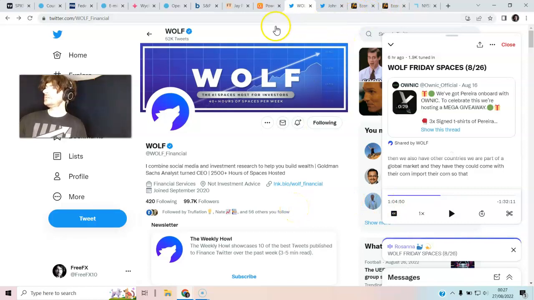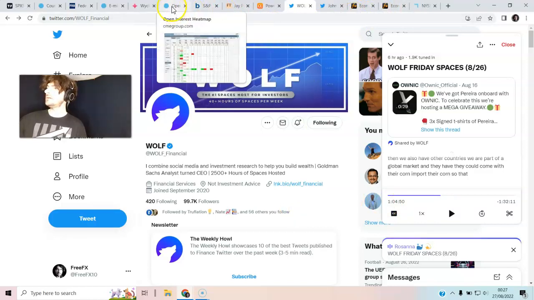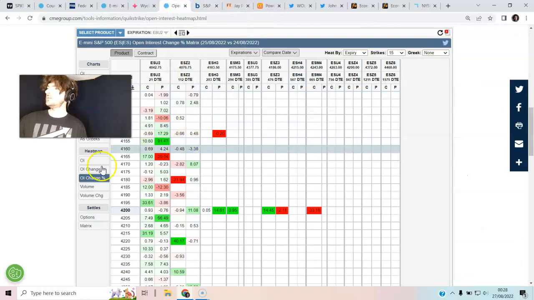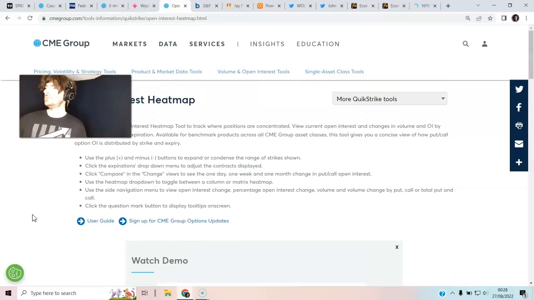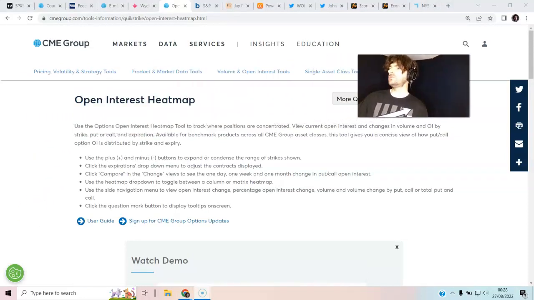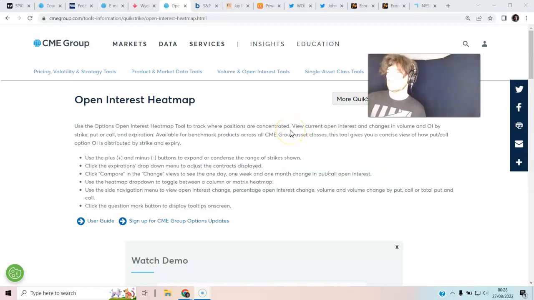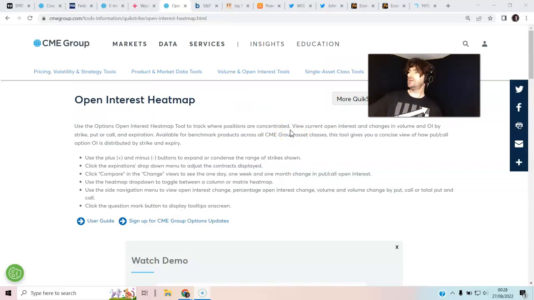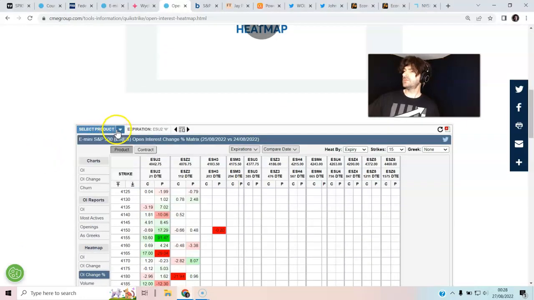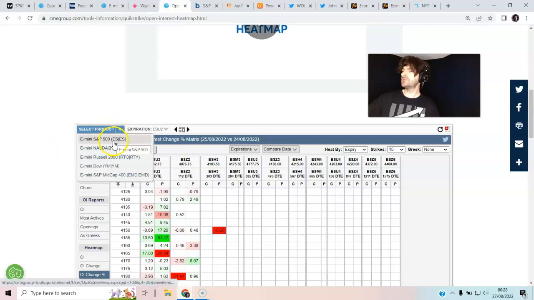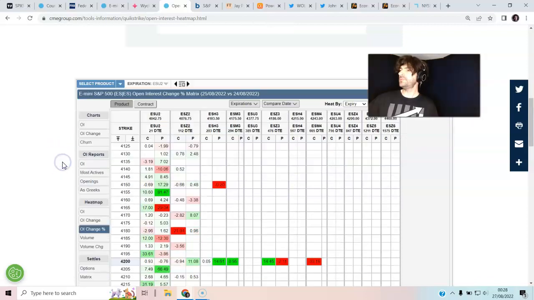And that is all. I'm going to mention one final thing, which is the options heat map. I've shown you this before. It's on the CME Group. If you type CME Group open interest options heat map, you'll get to this safely and select your product. You'll see you've got different products and financials, even the S&P.